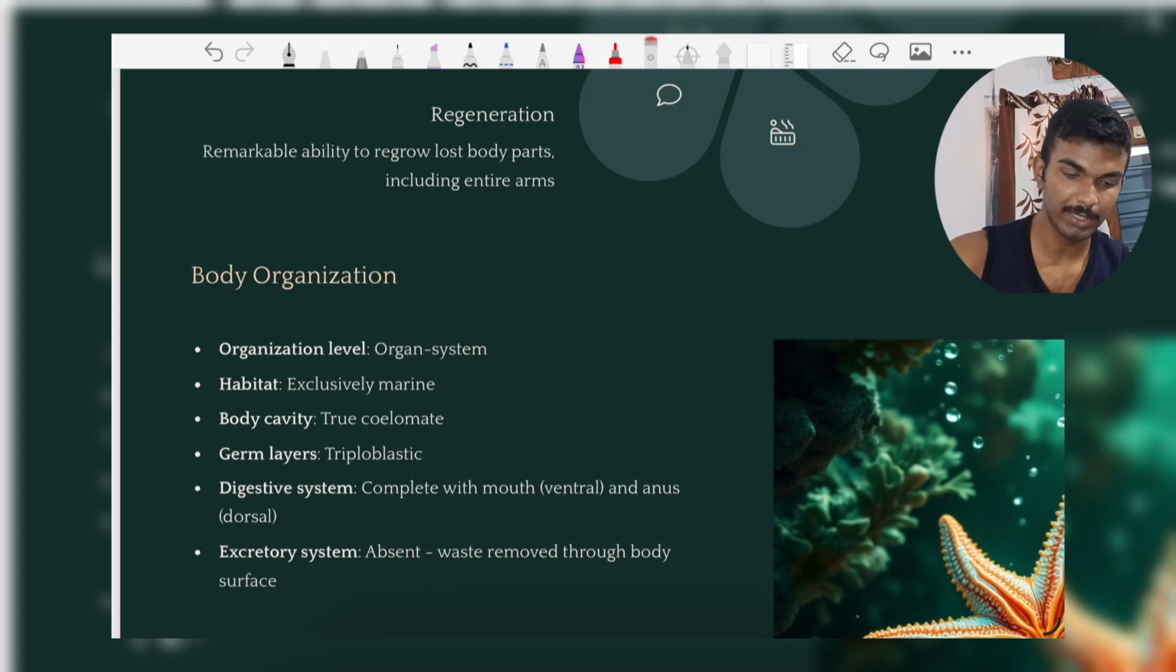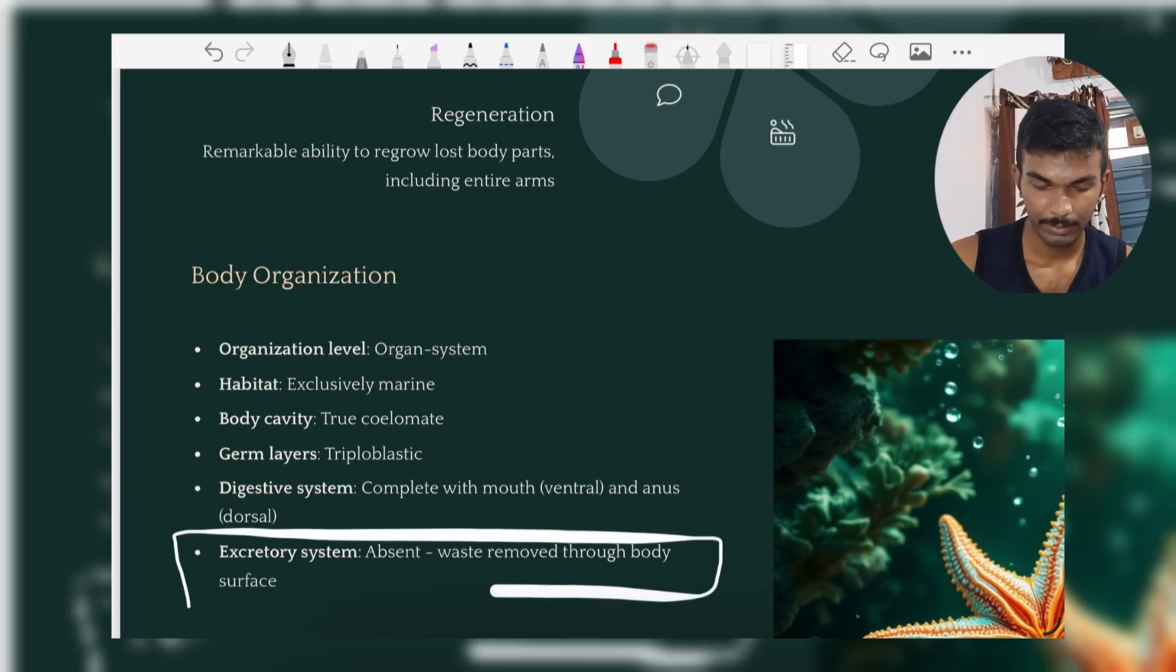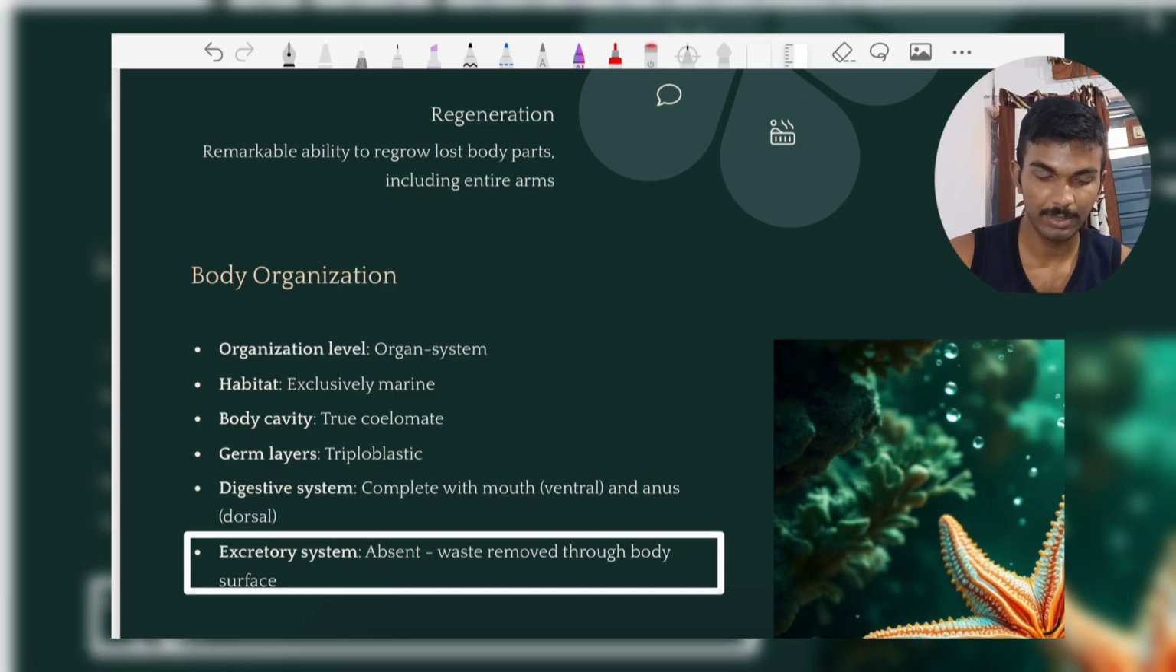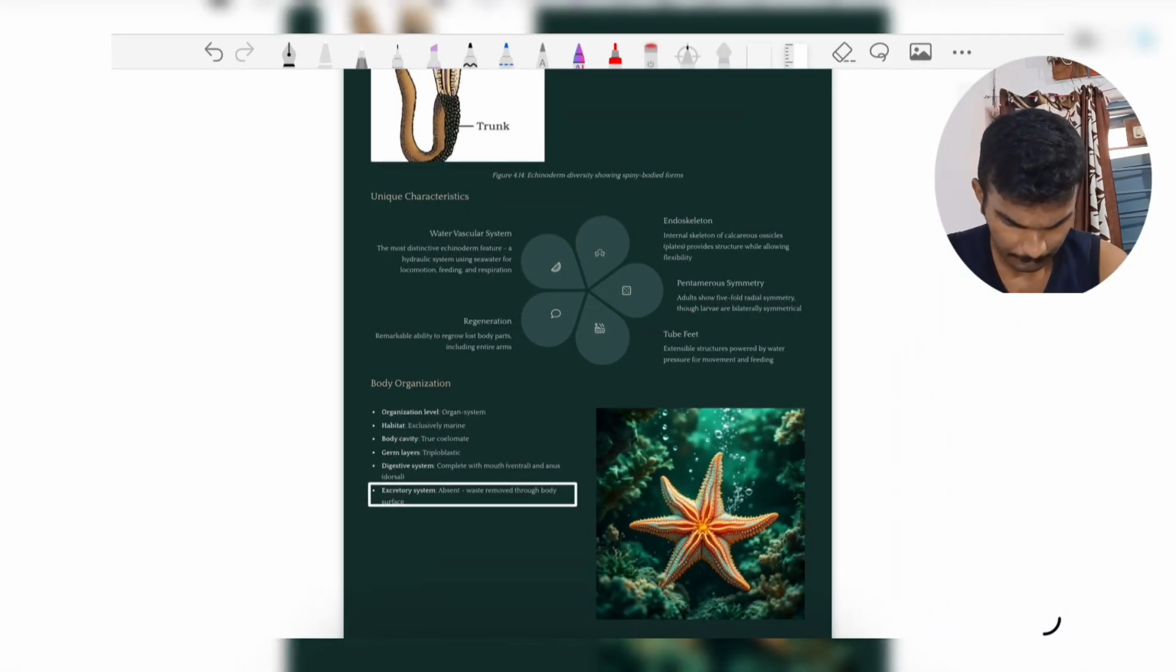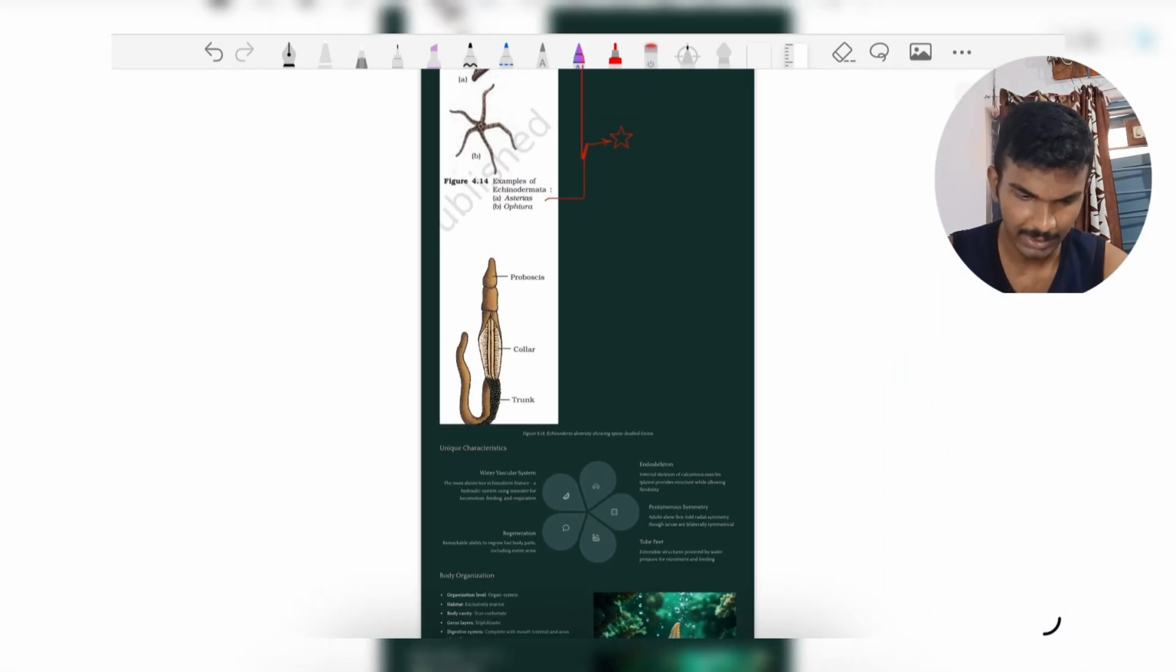This is very important. It will be asked from which phylum the excretory system is absent. It is echinoderms.